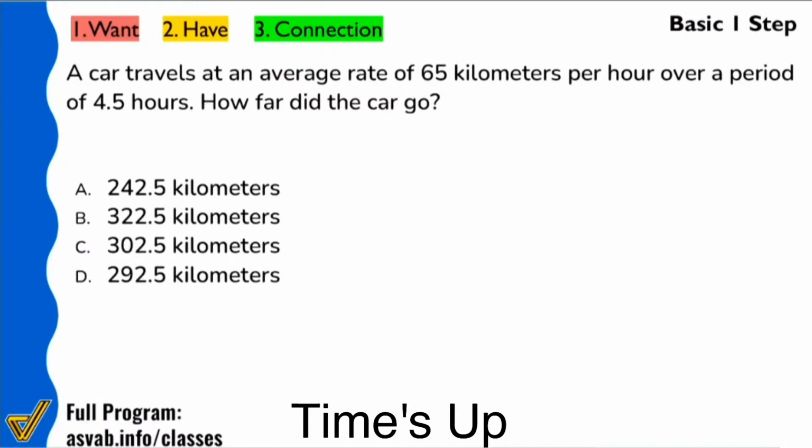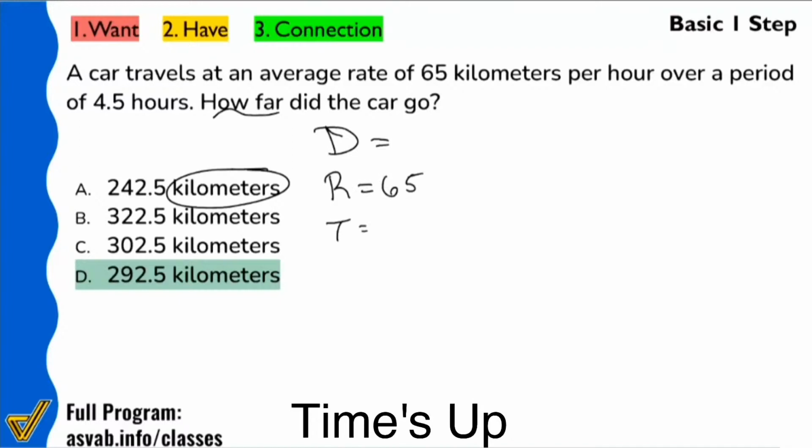All right, my party people, time is up for this next one here. The correct answer is going to be D, 292.5 kilometers. And the way that we do this is how far. We're looking for distance. Our rate is 65. Our time is 4.5.